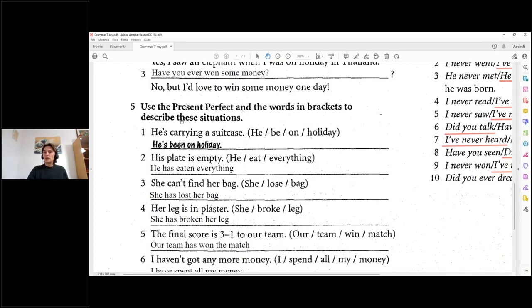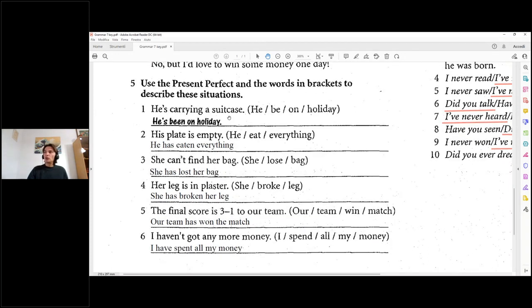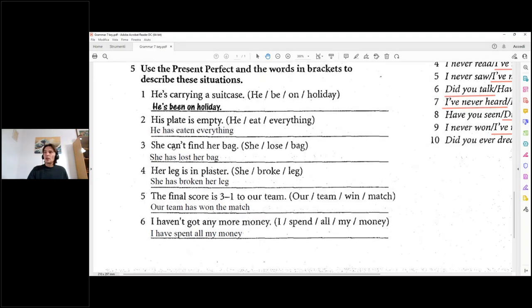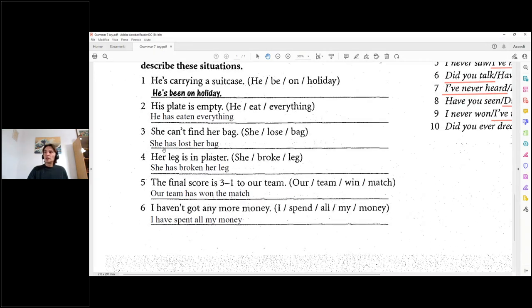Exercise number 5. Use the present perfect and the words in brackets to describe these situations. He's carrying a suitcase. He's been on holiday. His plate is empty. He has eaten everything. Right? Se il suo piatto è vuoto è perché lui ha mangiato tutto. He has eaten everything. Quando non si sa. She can't find her bag. She has lost her bag.